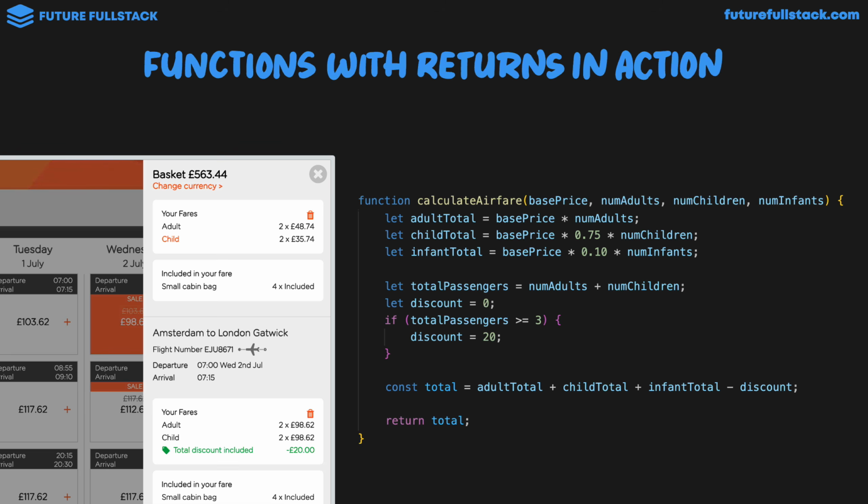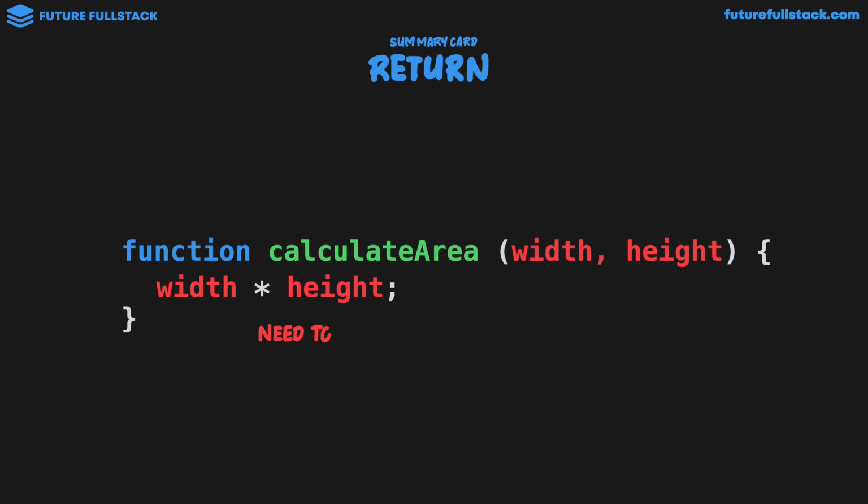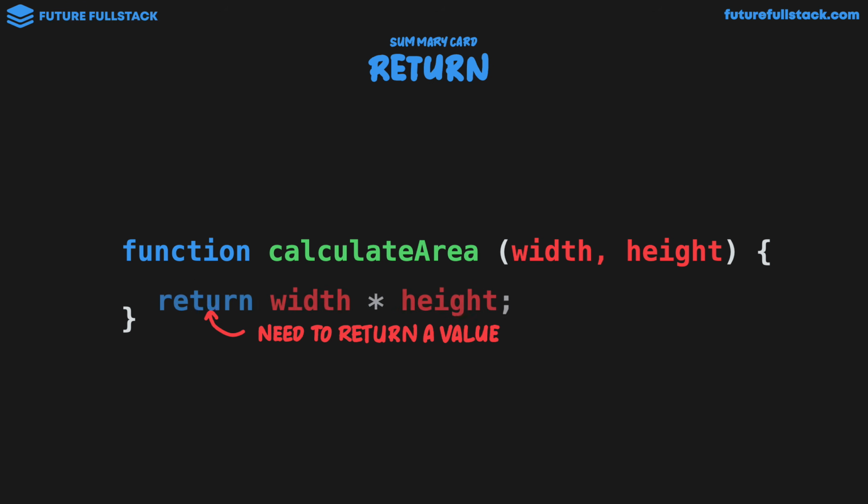For example, as I move through this booking, I need to add other items onto this total, like seat selection fees or extra baggage. We saw that for cases like this, where we need to return a value, which is used later on in our program, writing this won't work. We need to use the return keyword, like this, which is telling our function to explicitly give us back a value, which is used later on in our program.